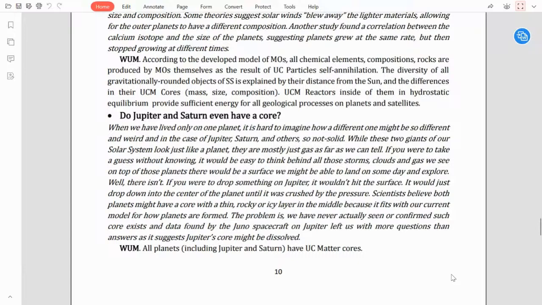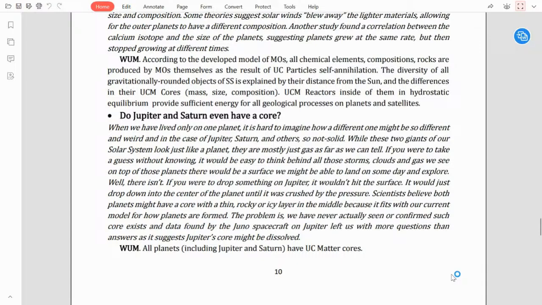Well, there is not. If you were to drop something on Jupiter, it wouldn't hit a surface. It would just drop down into the center of the planet until it was crushed by the pressure. Scientists believe both planets might have a core with a thin, rocky or icy layer in the middle because it fits with our current model of how planets are formed.